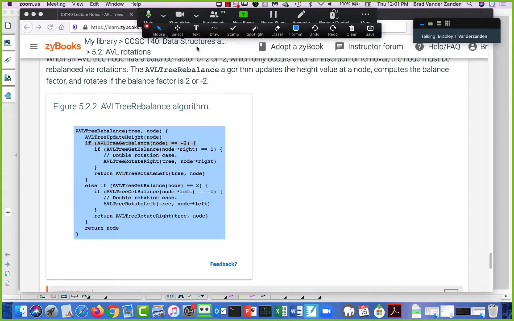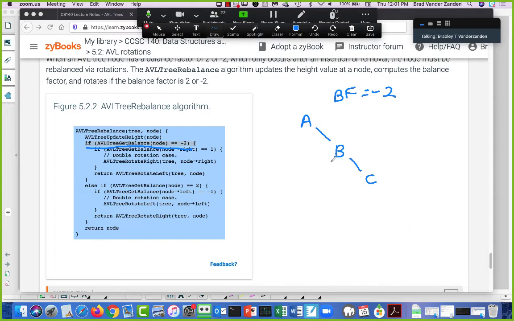Now, let's say instead that the situation were that we had A goes to B goes to C, like that. Then, when we came here, again, the balance factor would still be -2, assuming that the right subtree is greater.